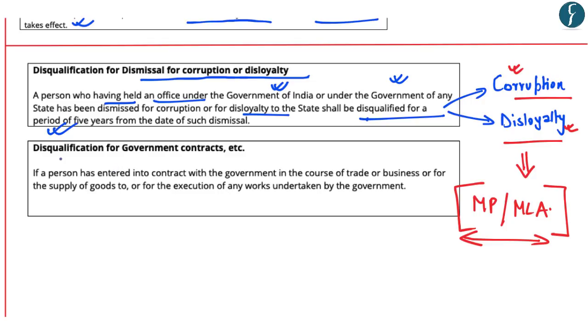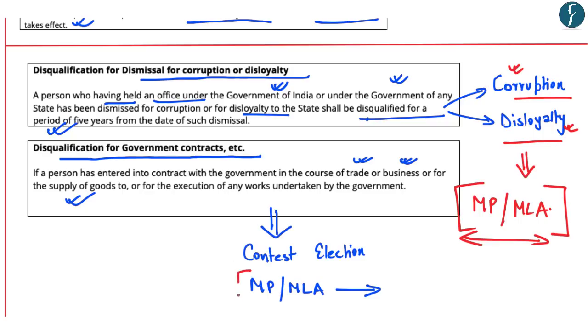Another ground is disqualification for having government contracts. So suppose a person has entered into a government contract with respect to any trade or business or with respect to any supply of goods, so that particular person during the course of the contract cannot contest election. And if a person is already an MP or an MLA and it is proved during the course of investigation that he has entered into government contracts with respect to any trade or business, then this will also act as a ground for disqualification for such MP or MLA.